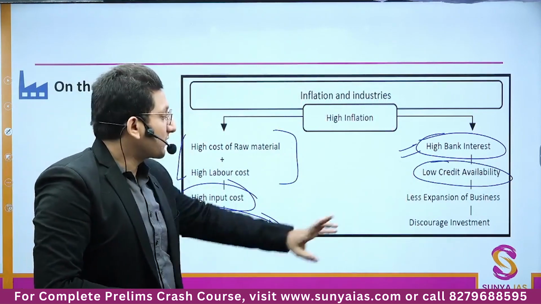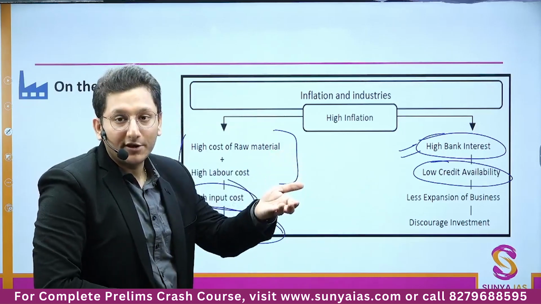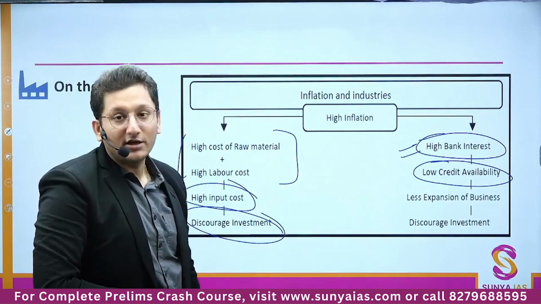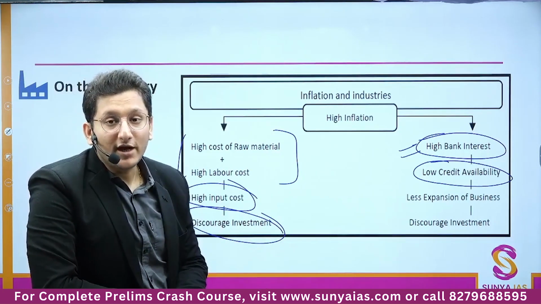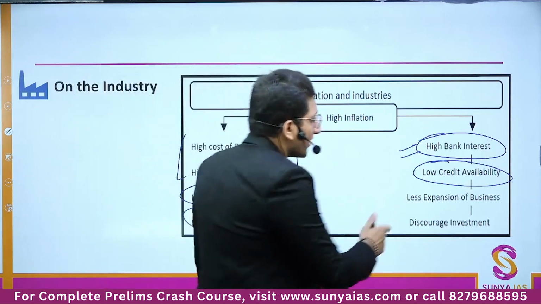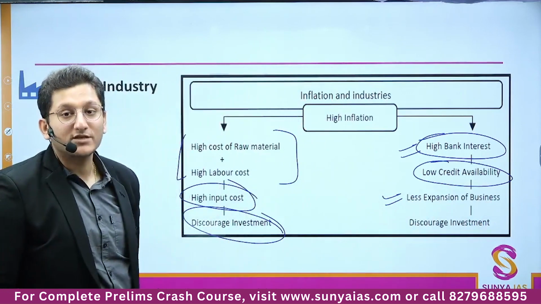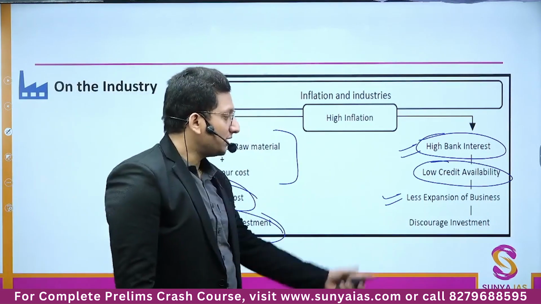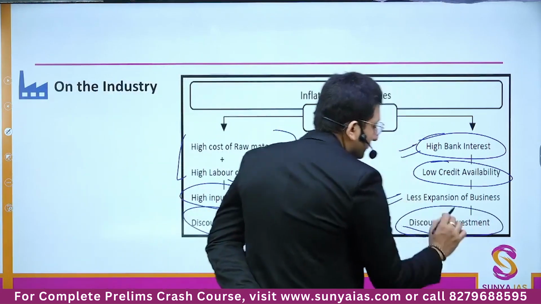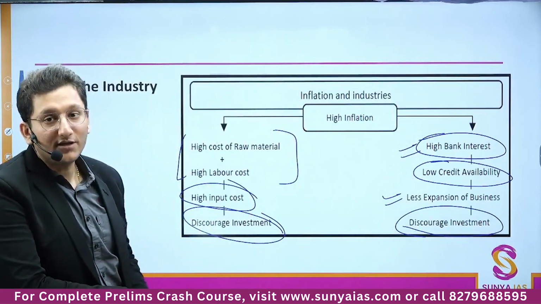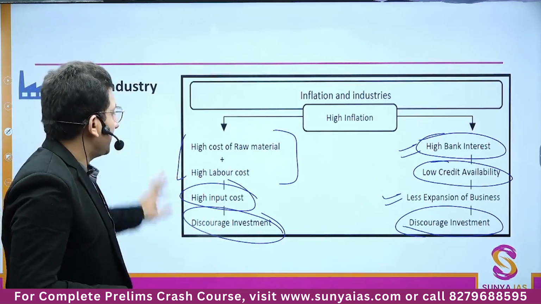क्योंकि जब आपके पास पैसा नहीं है तो आप क्या करोगे, आप ज़्यादा interest rate लगाओगे. और जब आप ज़्यादा interest rate लगाओगे तो लोगों के पास पैसा उतना उधार लेने के लिए होगा ही नहीं, because you are lending less, right. So here you have low credit availability and less expansion of business. So basically jab businesses ke paas paisa nahi hoga extra, so what's going to happen, they are going to expand their business less, right. And this will again discourage the investment, right. So this is the effect of high inflation on the industries.